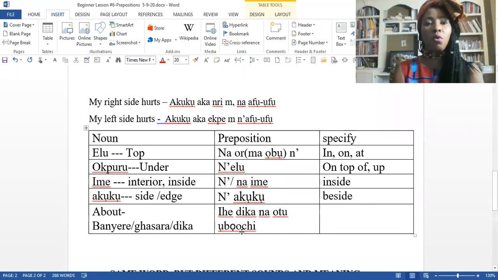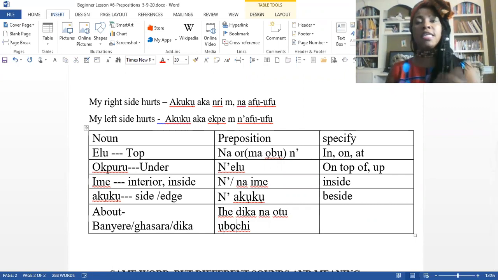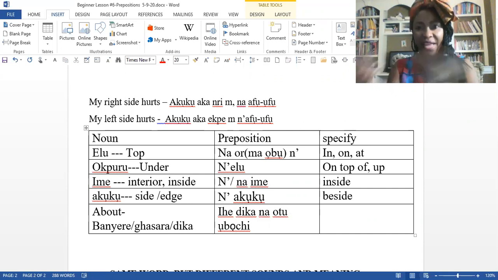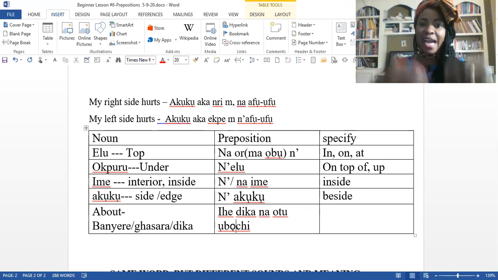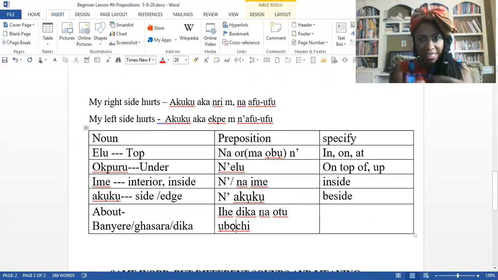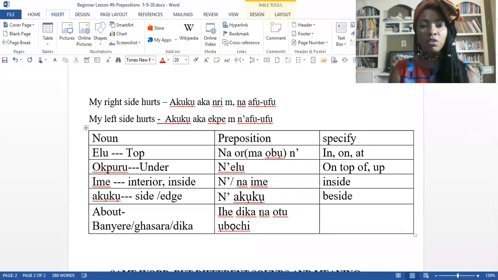Okay, so oboshi. In here they can know oboshi, like one day, about a day or two. In here they can say otu oboshi, deka na otu obochi. So we're trying to use this preposition to join it, okay? To join it. On or no here, okay?